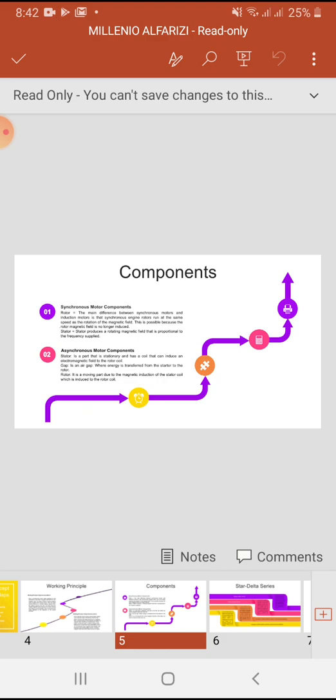Number 2, asynchronous motor components. Stator is a part that is stationary and has a coil that can induce an electromagnetic field to the rotor coil. Gap is an air gap where energy is transferred from the stator to the rotor. Rotor is a moving part due to the magnetic induction of the stator coil, which is induced to the rotor coil.